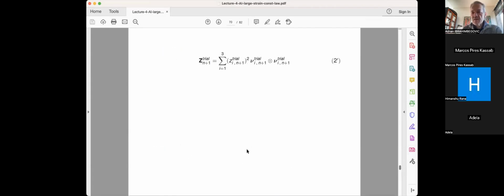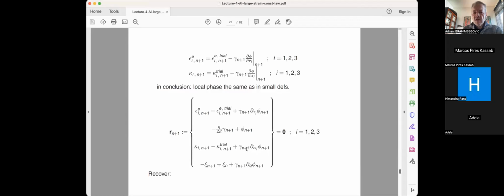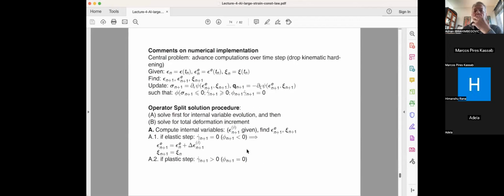So basically, this is the full representation of how you deal with large deformation and elastoplasticity. Some more comments on the numerical implementation. In the storage, if I drop kinematic hardening here, I have the total strain, the axial strain, and the isotropic hardening variable. I have to find these final values such that sigma is this and q is that, and such that phi has to be negative or 0, gamma has to be positive or 0, and phi times gamma dot has to be equal to 0.